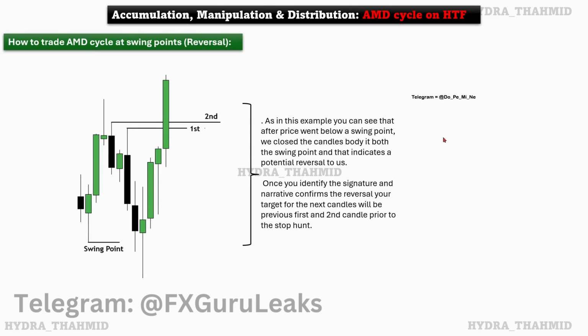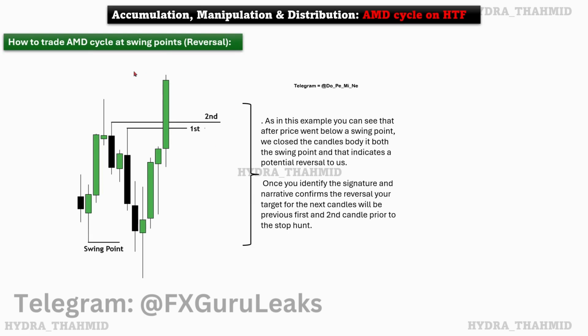Now that's the end of our second profile. I'm gonna share some gems with you, how to anticipate and where to look for a SMT when you see a pattern like this on price appearing on higher time frame.